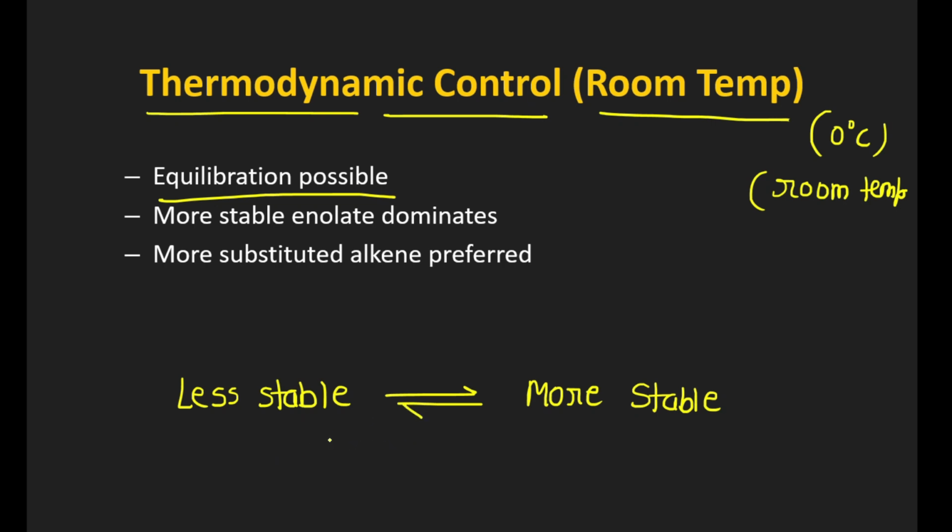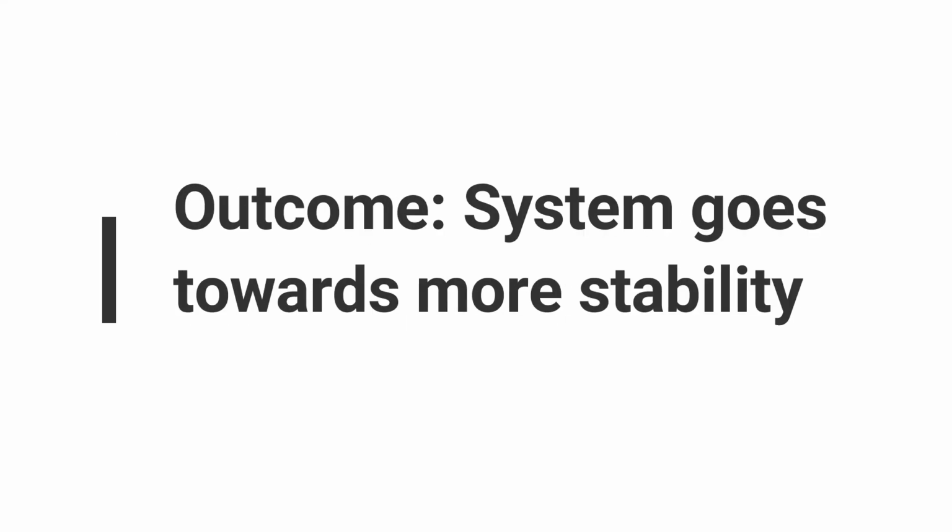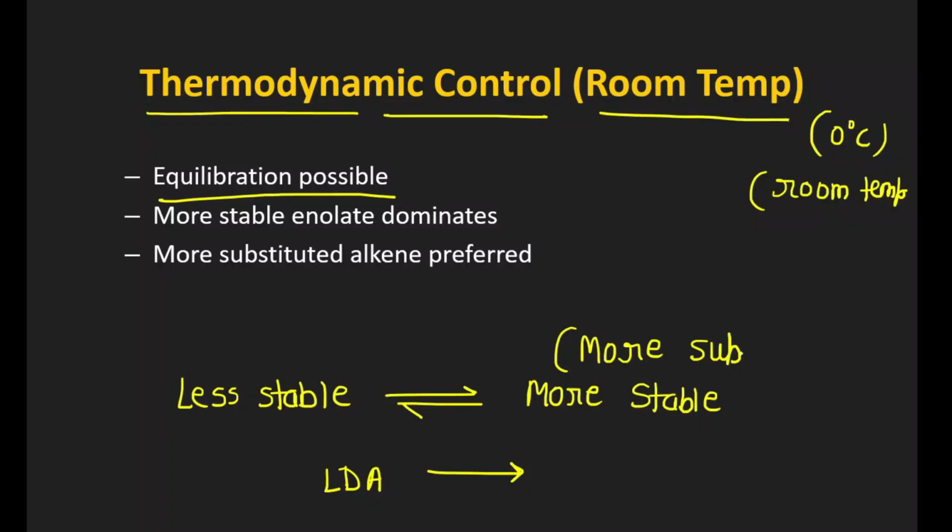Now the equilibrium has been set up, so now the LDA will pull toward the more stable side because it will provide stability to the system. So the outcome is that now the system goes toward the more stable state, and the more stable state is the more substituted alkene, because it is according to the Zaitsev rule. So it goes toward the more substituted alkene.